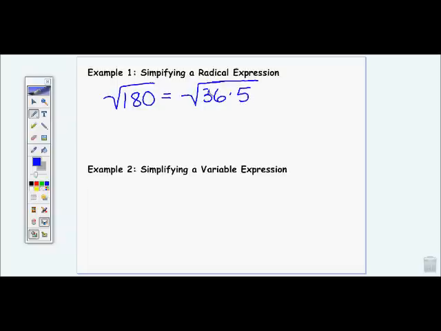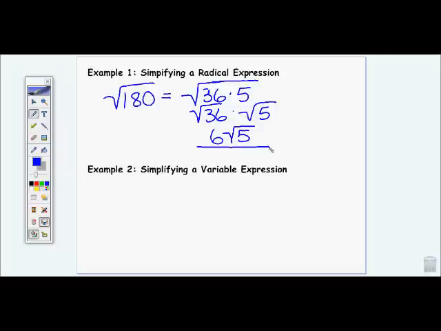Now I can split those apart, and I can find the square root of 36 and the square root of 5. The square root of 36 is my perfect square, that is 6. And then I can't simplify the square root of 5, so I simply write it like this. The answer there would be 6 square root of 5. That's the simplest form that it could be.